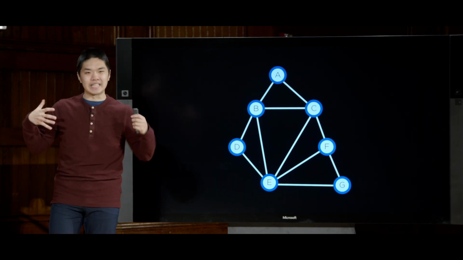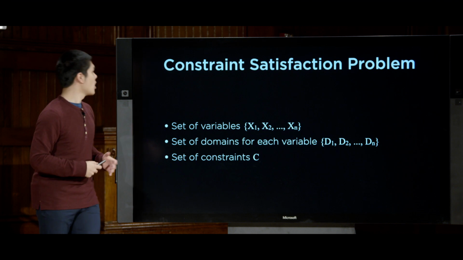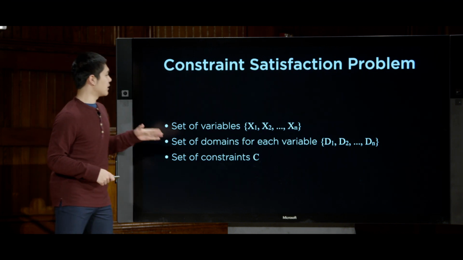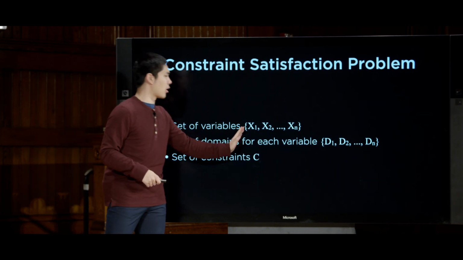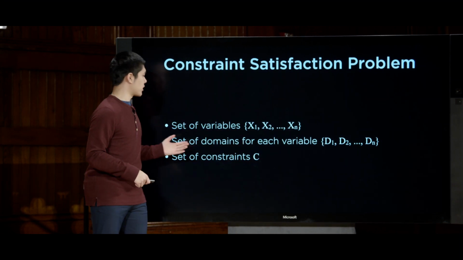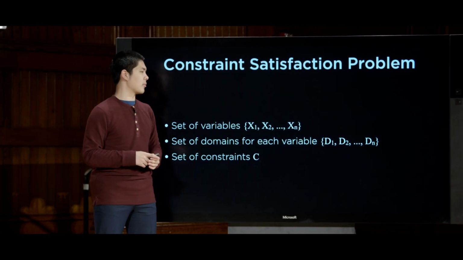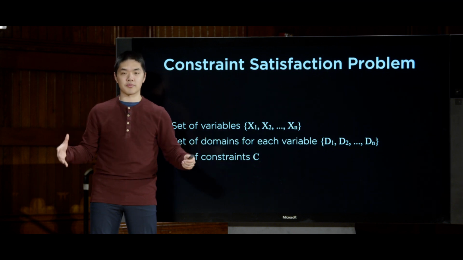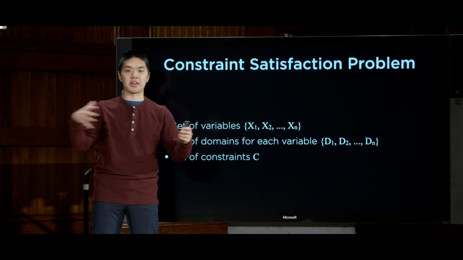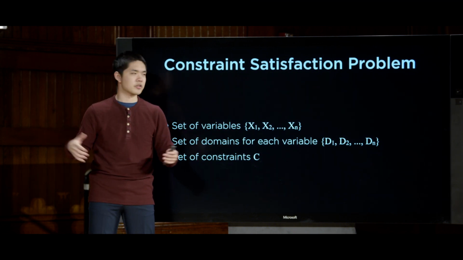So what then actually is a constraint satisfaction problem? Well, a constraint satisfaction problem is just some set of variables, x1 all the way through xn, some set of domains for each of those variables. So every variable needs to take on some values. Maybe every variable has the same domain, but maybe each variable has a slightly different domain.